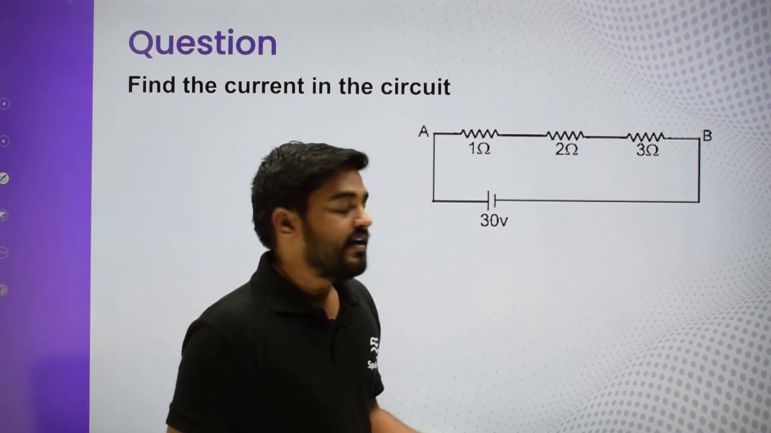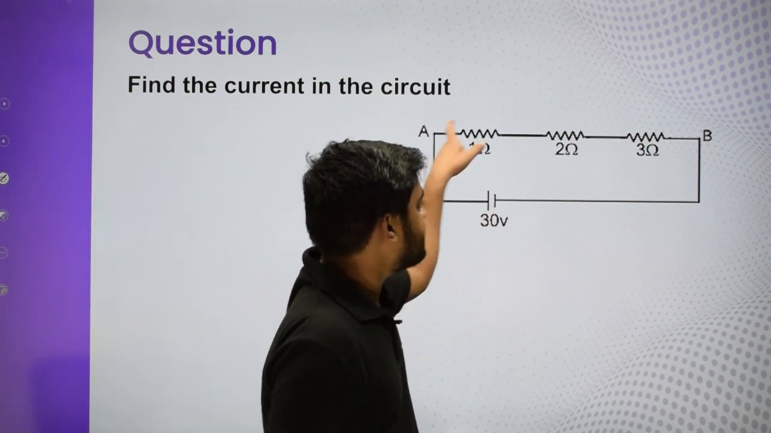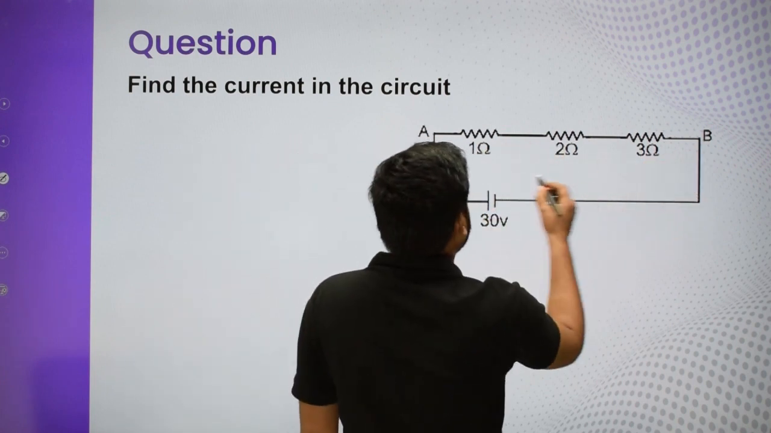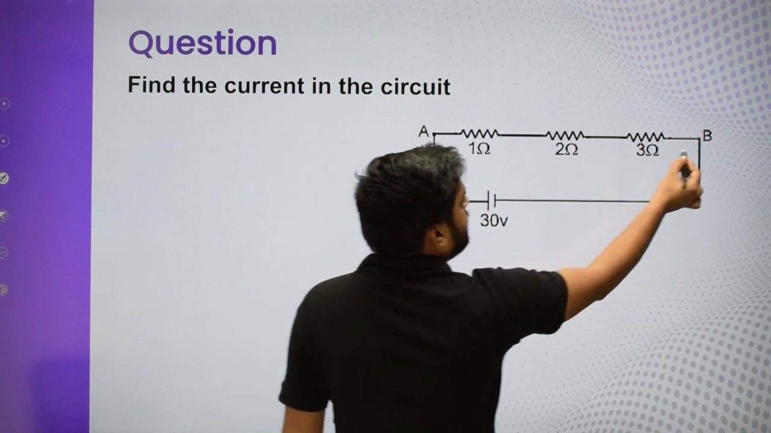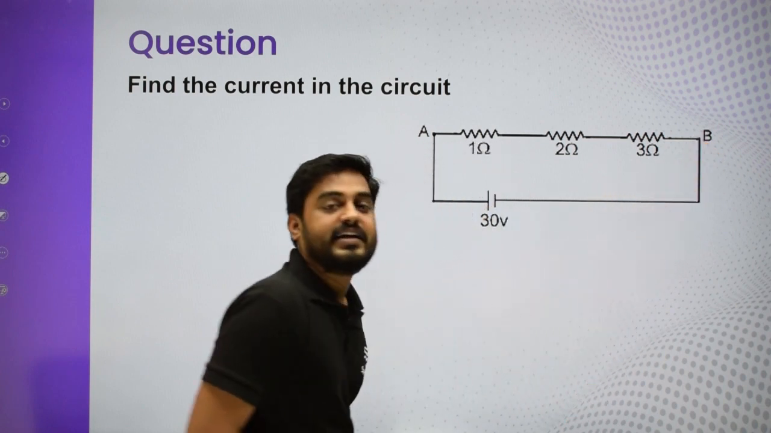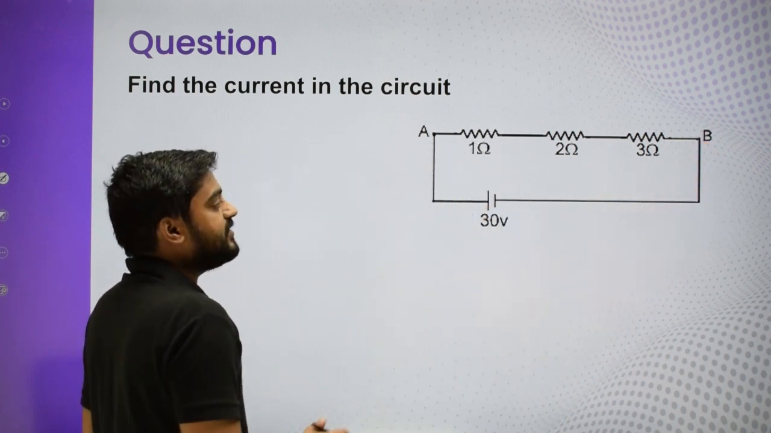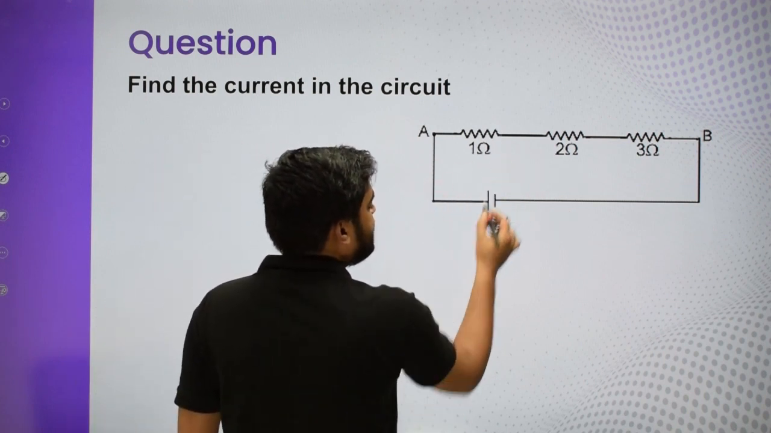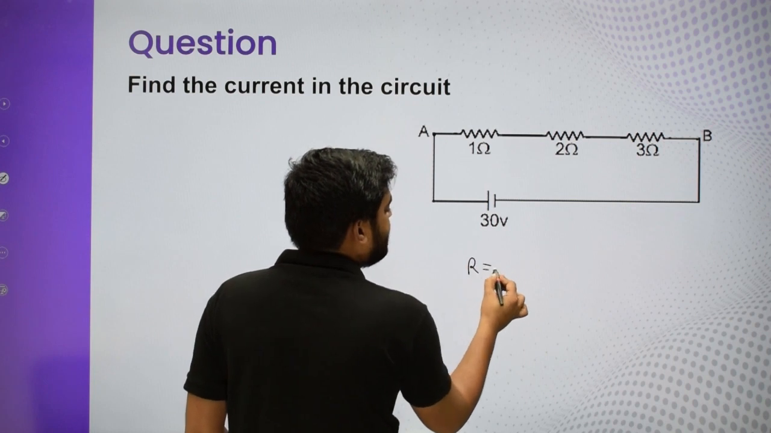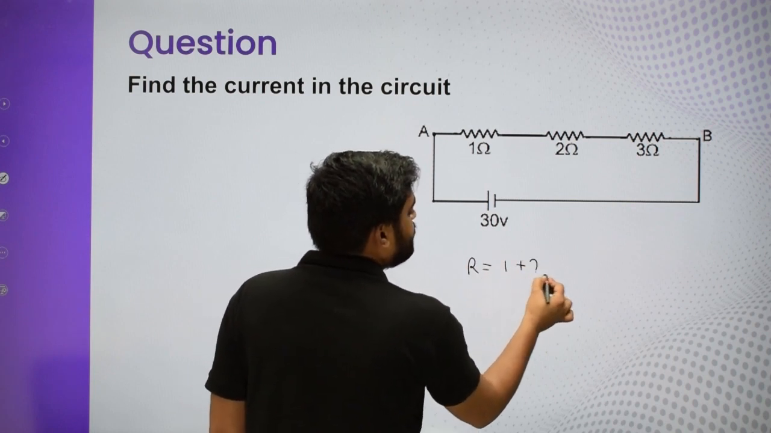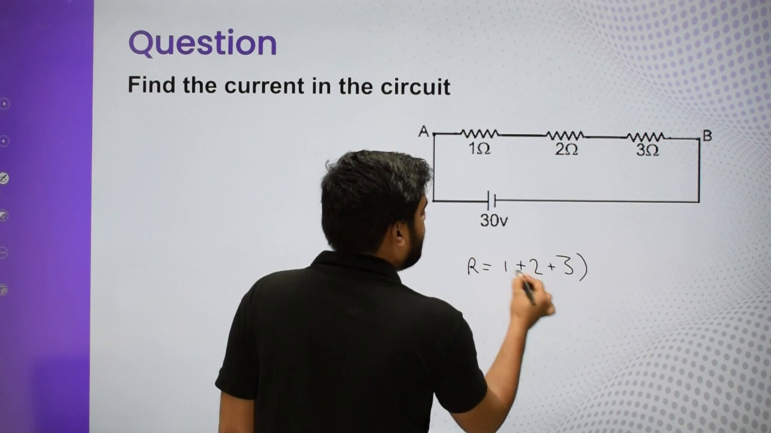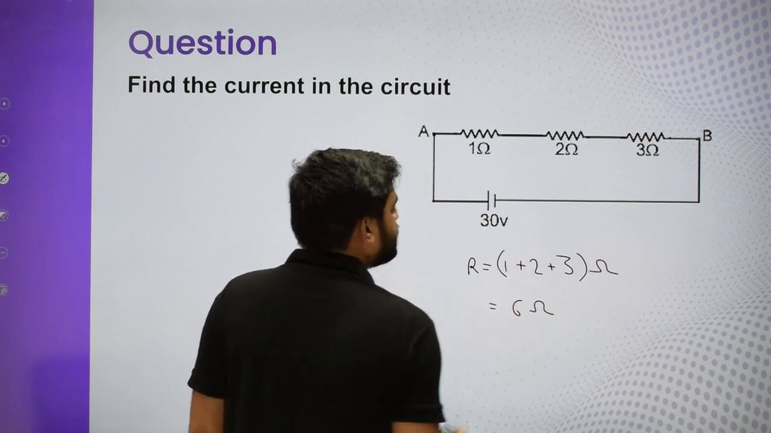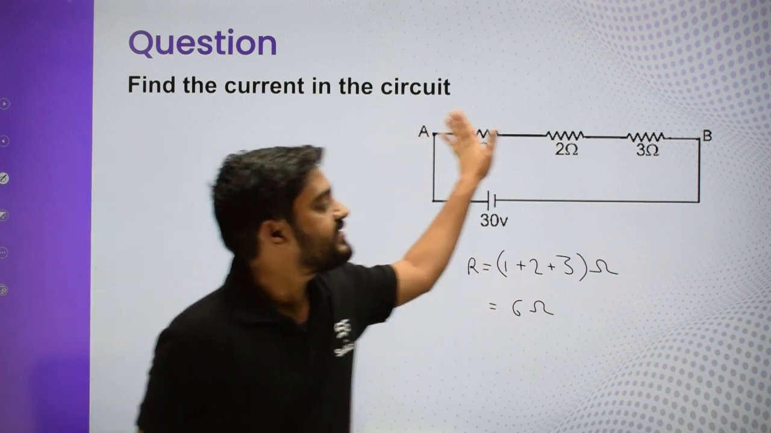This is a circuit, and in this circuit, if you see, this is a single branch, right? Across AB, from A to B, there are three resistances connected, 1, 2 and 3 ohm, and they are in series, so they can simply be replaced with a single resistance R, and R would be equal to 1 plus 2 plus 3 ohm. That gives you 6 ohm. So this is the total resistance of this entire thing.